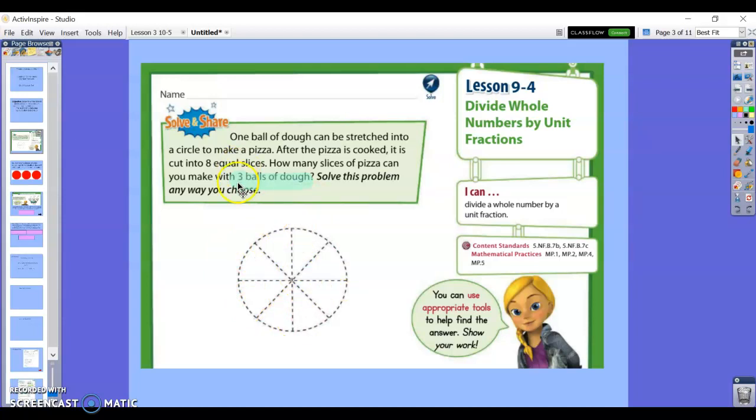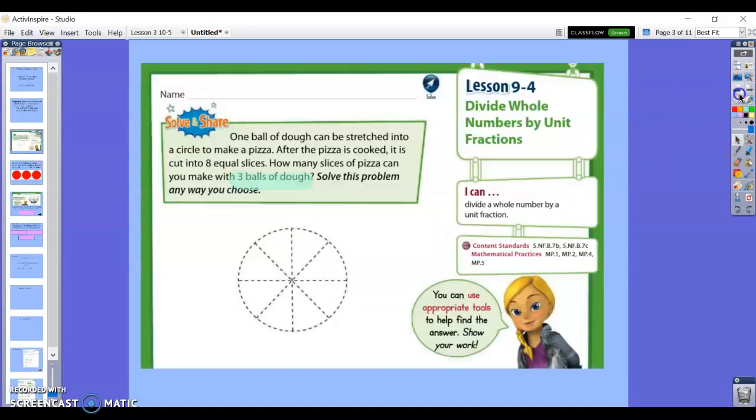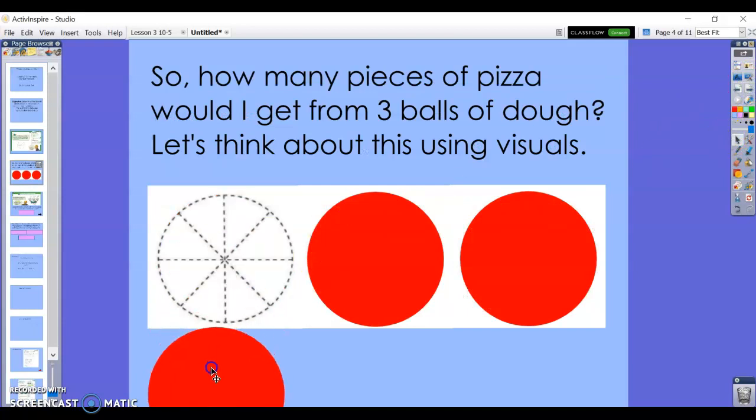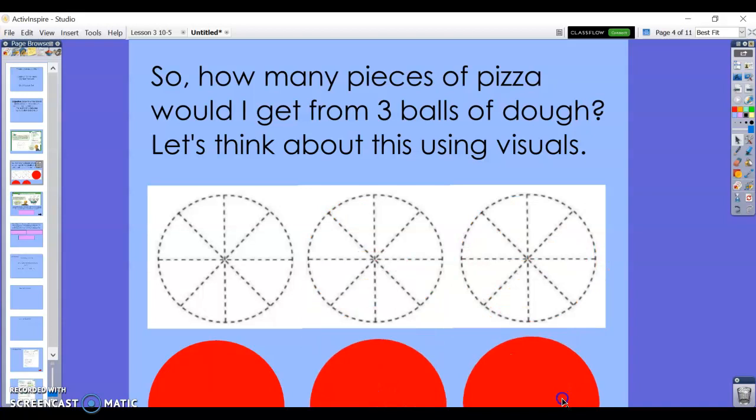We want to know how many slices of pizza we can get out of 3 balls of dough. So I'm going to need to expand my visual because they only gave me one here. On the next slide, I've created a visual. Here's one ball of dough with 8 individual slices, 2 balls of dough, and 3.